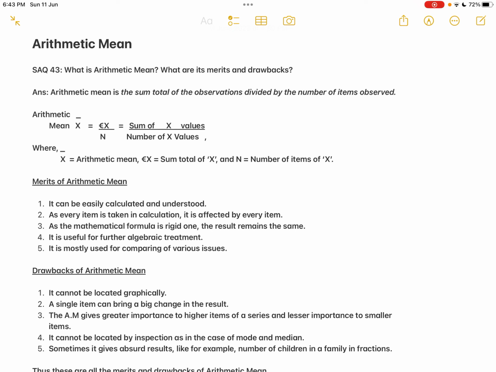There is a formula: arithmetic mean, that is x bar, is equal to sigma x divided by n. Sigma x is the sum of x values, you are adding up all the individual values, divided by the number of values, whether 5 items, 10 items or 20 items. Where x bar is the arithmetic mean, sigma x is the sum total of x, and n is the number of items of x.